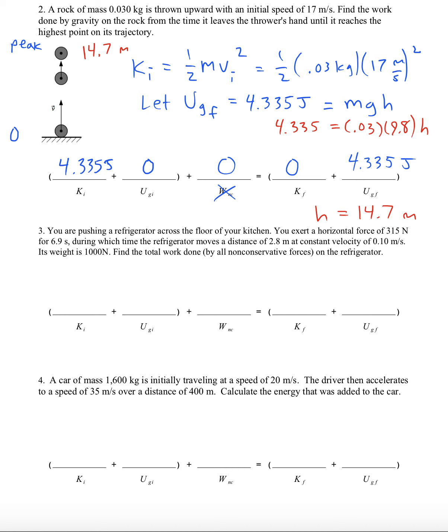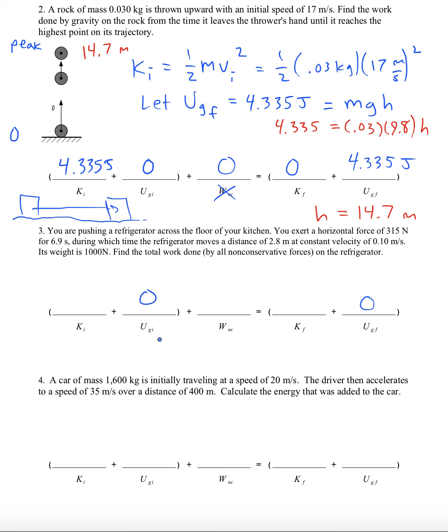And the next one says you're going to push a refrigerator across the floor of your kitchen. You exert a force of 315 newtons for 6.9 seconds, and the refrigerator moves 2.8 meters at constant velocity. Okay, so where do we start? Let's see. The fridge is on level ground. So what's the gravitational potential energy at the start? It's 0, right? And then what's it at the end? Still 0. So that makes this kind of easy here.